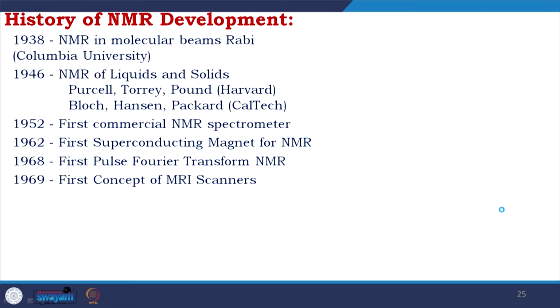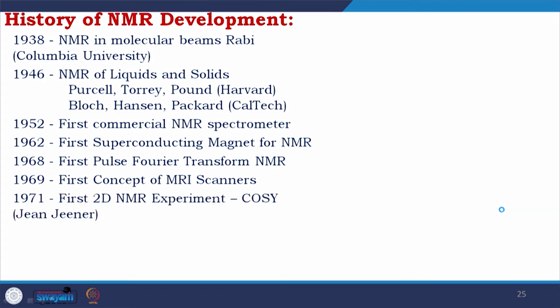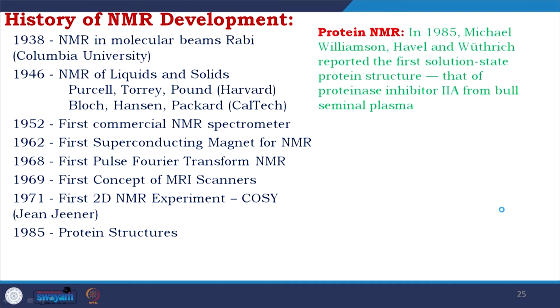In 1969, the first concept of the MRI scanner, which is now playing a very important role in medical science. In 1971, the first 2D NMR experiment was proposed by Jean Jeener. In 1985, the first protein structure was solved. As I said, Kurt Wüthrich, Williamson, Havel and colleagues reported the first solution state protein structure, which is proteinase inhibitor 2A from bull seminal plasma.